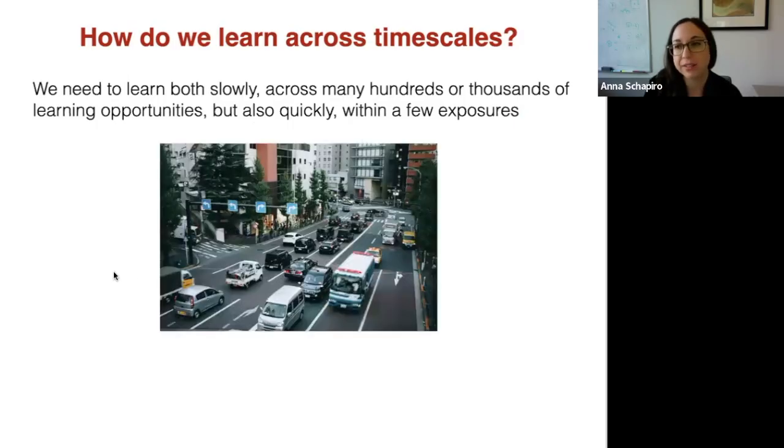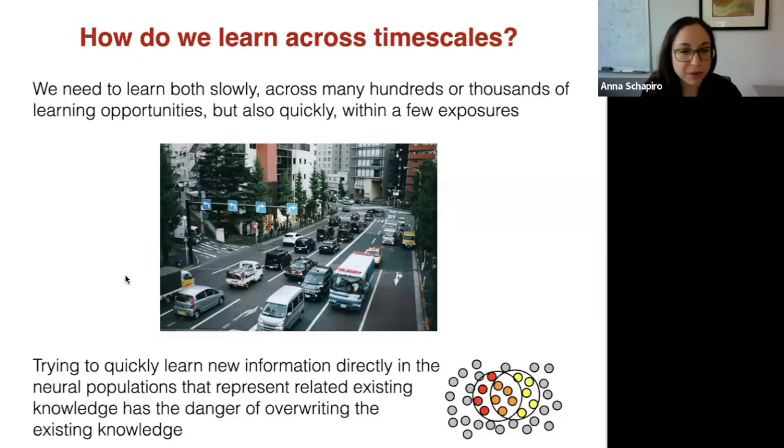And that faster timescale of learning is especially important, of course, when your environment changes in some way, and you need to learn quickly how to behave adaptively in that environment. So if you are used to the streets of Philadelphia and you get off the plane in Tokyo, you're going to have to learn very quickly that you should be looking to your right when you're crossing the street.